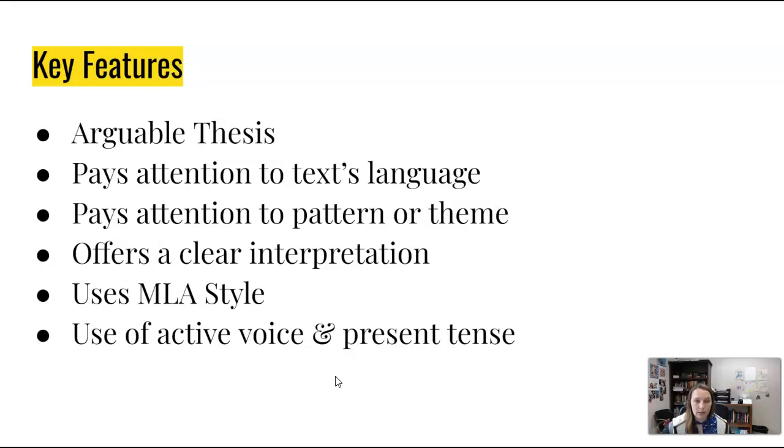We do use MLA style most of the time in the humanities. Very rarely you'll see someone use maybe the APA because they're publishing in an APA journal, but most of the time it's MLA. And we also use active voice and present tense. Active voice means we are actively doing something, so the text did this, not it will do that. If you can say "by zombies" after the verb, it's not active voice.